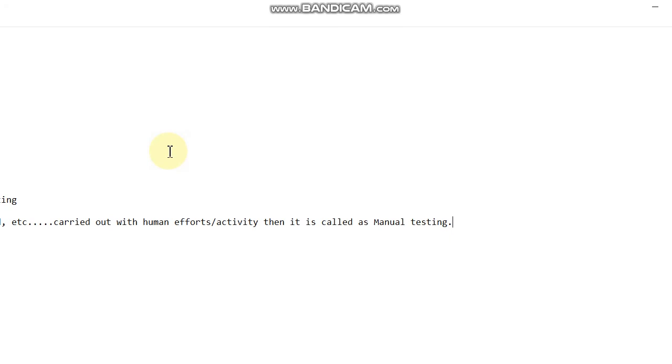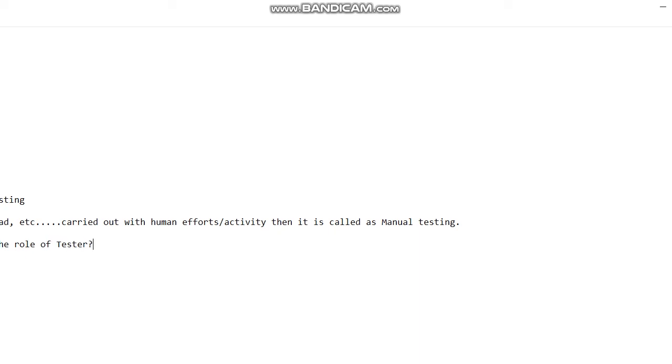So now the question is, what is a tester doing in a company, or what is the role of a tester? For example, if you join a company, what are you going to do? There will be some roles and responsibilities for you, where you are going to work, on which technology you are going to work.